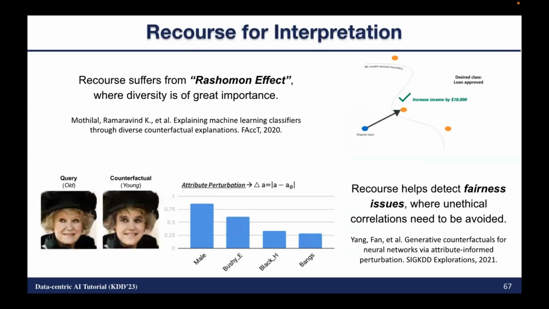So recourse for interpretation usually has these two major aspects. The first thing is called the rational effect, as this figure illustrates from the DICE paper from Microsoft.